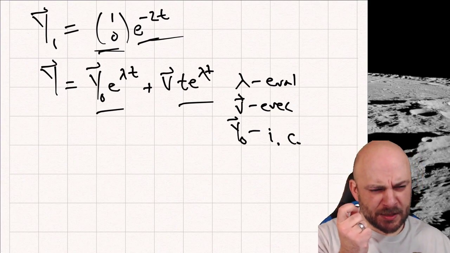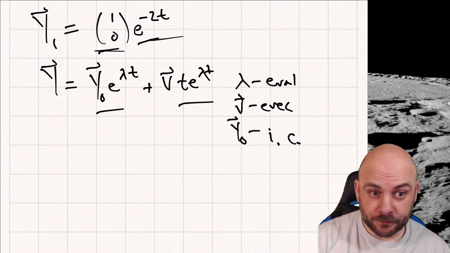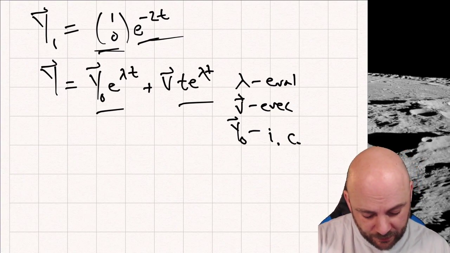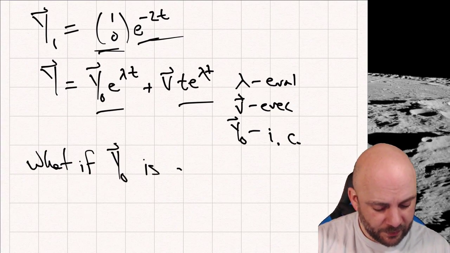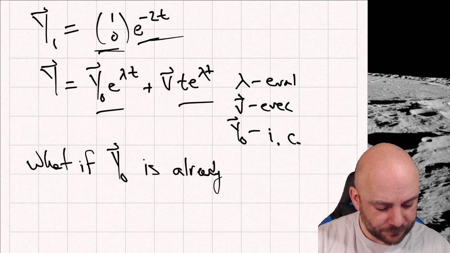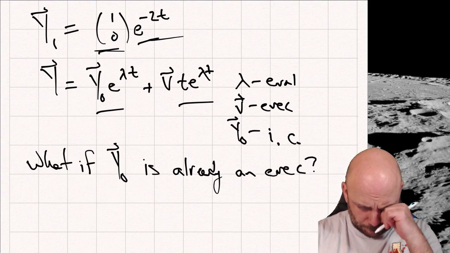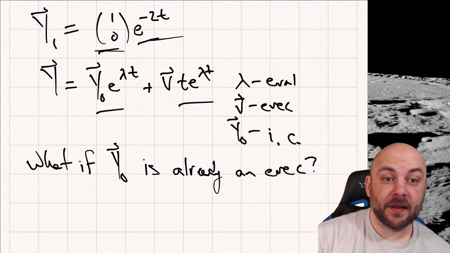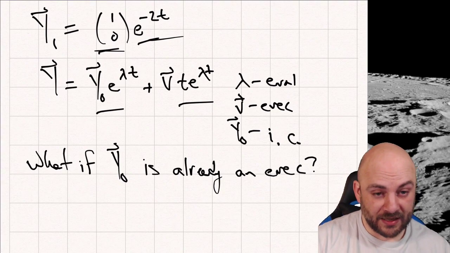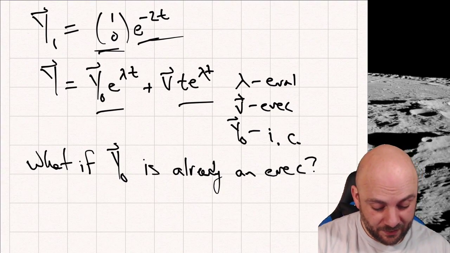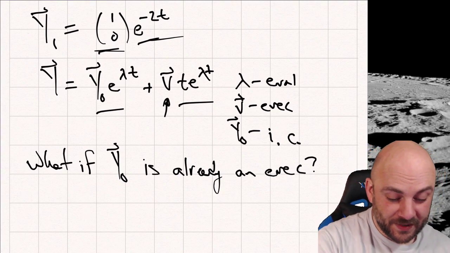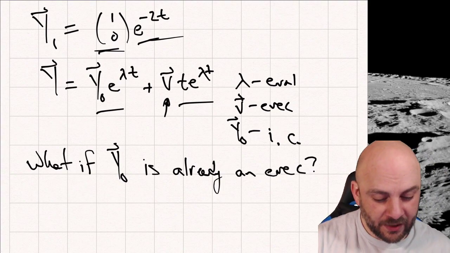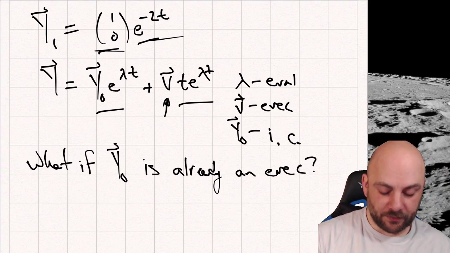Now, there's a small caveat in here. There is a situation where, what if y0 is already an eigenvector? Because it could be. Well, what's interesting there, if y0 is already an eigenvector, then v is either repeating the exact same information or is something completely different. It's the 0 vector. And we need to know how to deal with that, okay?